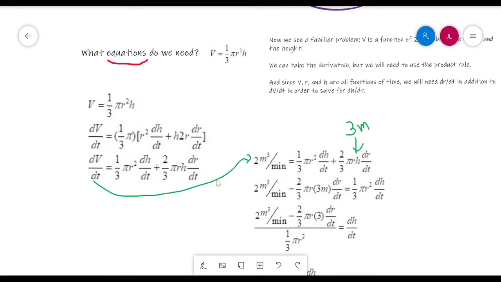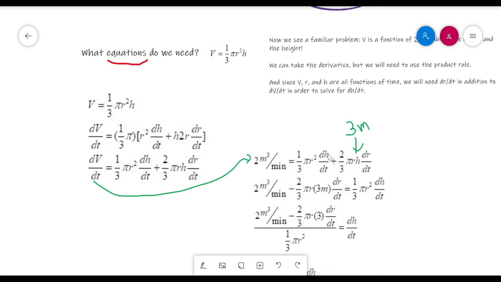So now we did a substitution. We were given dV/dt was 2 cubic meters per minute. So that's 1/3 pi r squared dH/dt. We don't know anything here. We have to find this, and we don't know what r is. Plus 2/3 pi r h dr/dt. We do know that h is 3 meters. That's the instant when we want to find dH/dt. So that's going to be substituted in here.